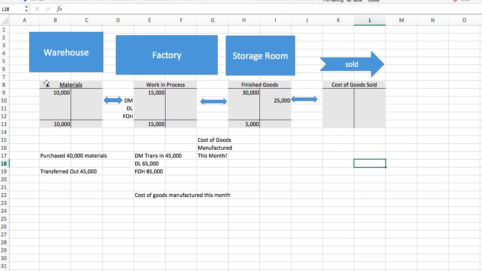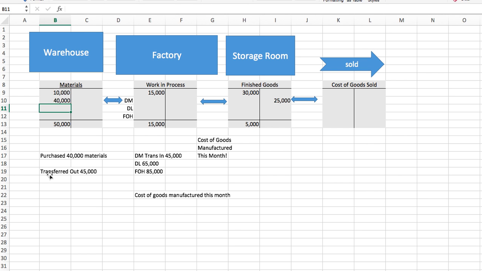So what I've done is I've created some T accounts here, and I want you to see that the beginning raw materials inventory for this year is $10,000. And then we're going to assume that we purchased $40,000 more materials. You know that you've always got to have materials on hand, so when the factory needs more materials, you can transfer materials from the warehouse to the factory. And so right now what we're looking at is a materials T account. You started out with $10,000, you purchased $40,000 more, which would leave you with $50,000.